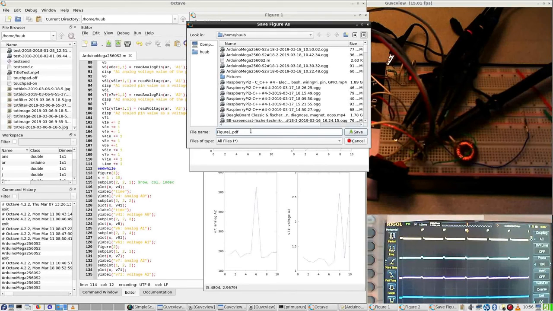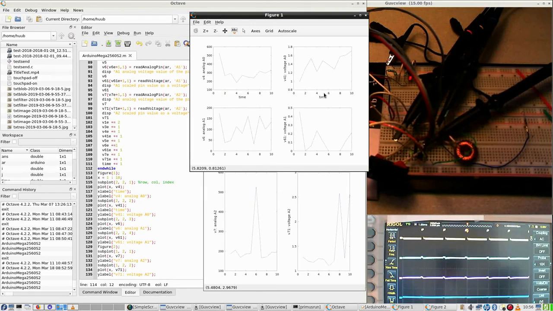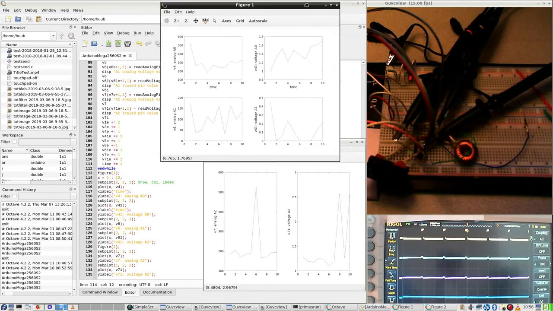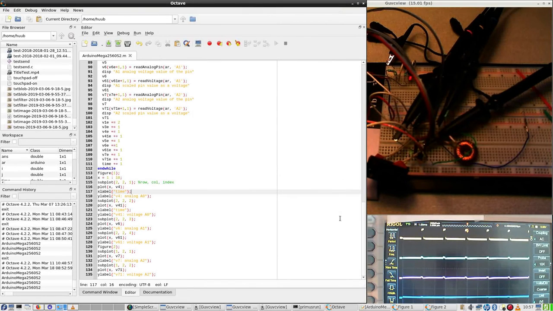Let's say, Arduino Mega2560 S2 Figure 1. Let's keep it this way. Okay, save. The other one I don't care about now. So, reconnect and do it again. And that will be the last test for this video.